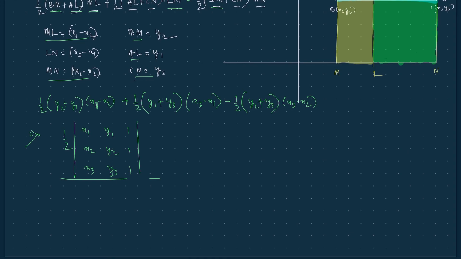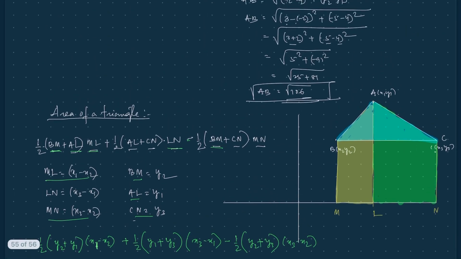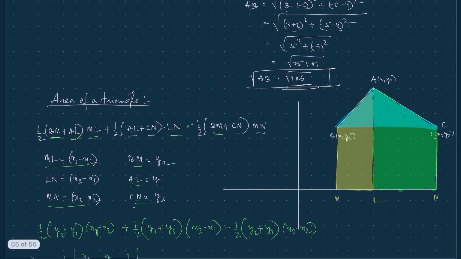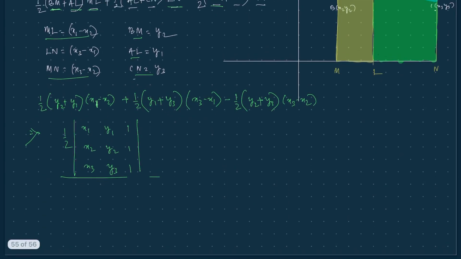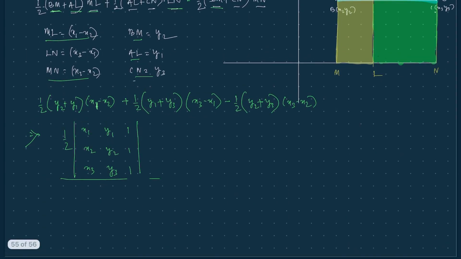Now this will be the formula for what? Area of this triangle. This will be the area of this triangle. Okay. Now we have found the area. Then check about the collinearity of 3 points.